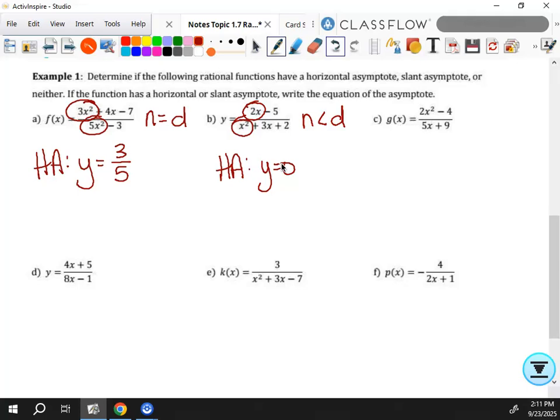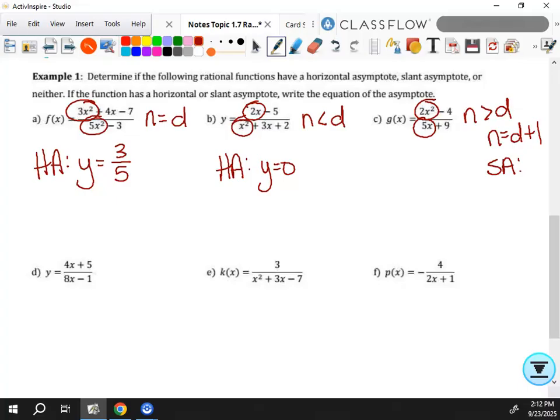Okay. Then I look at these two. Here, the numerator is greater than the denominator. So do I have a horizontal asymptote? No. Numerator is equal to the denominator degree plus 1. So what do I have? A slant asymptote, okay? And we're going to go and find that.